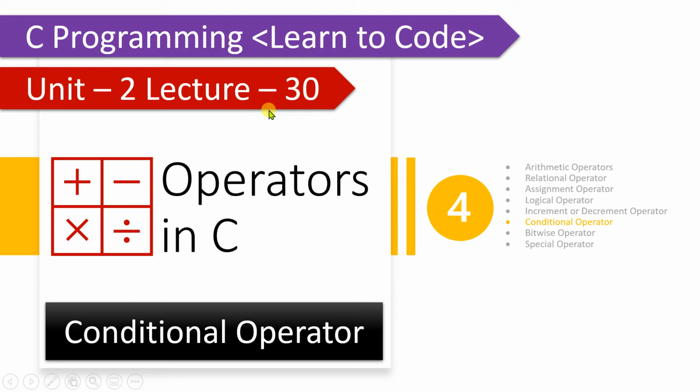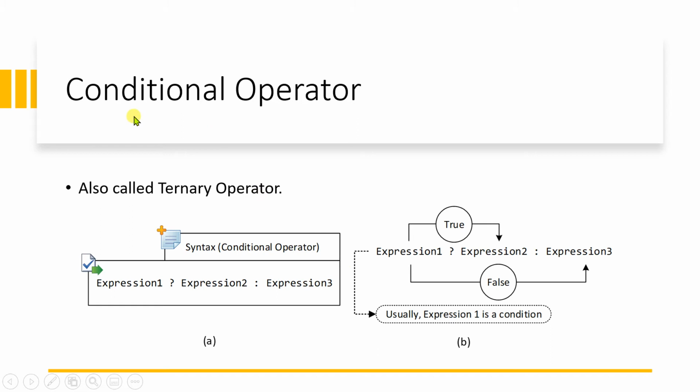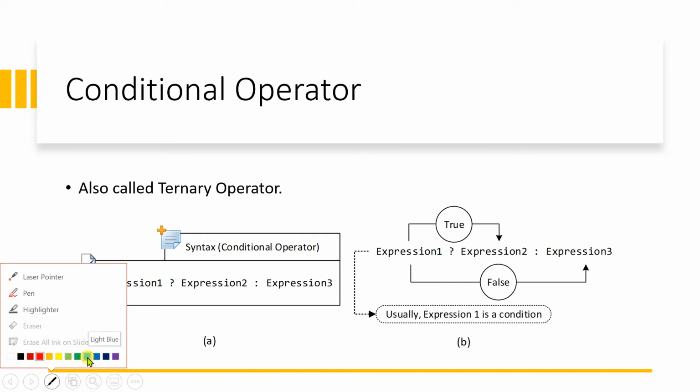This is the 30th lecture of Unit 2, and in this lecture we will continue the discussion on operators in C. Particularly we will discuss the conditional operator in this lecture. So let's continue. Whenever you are considering a conditional operator, the name has some meaning. We will discuss what is the meaning of that, but let us first understand what a conditional operator is.